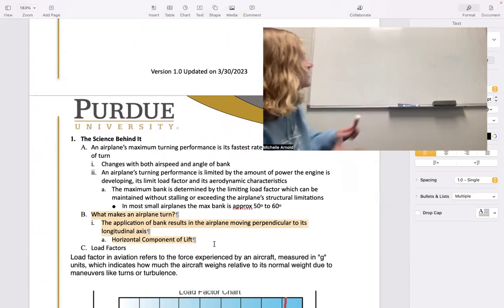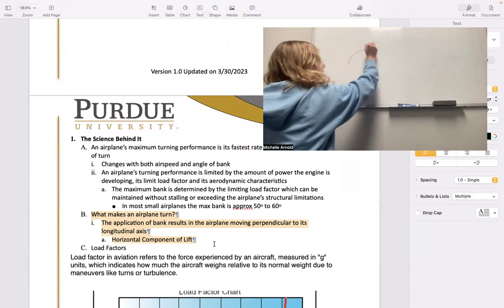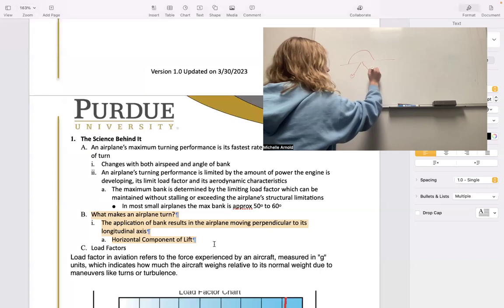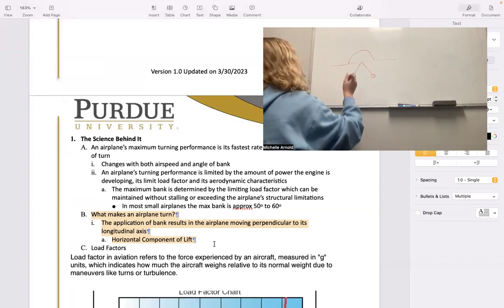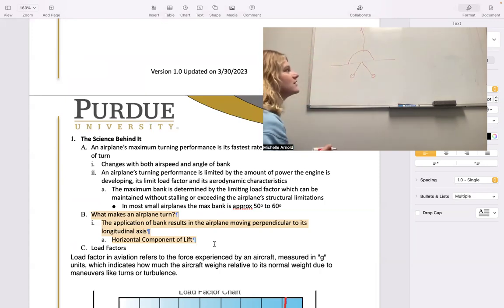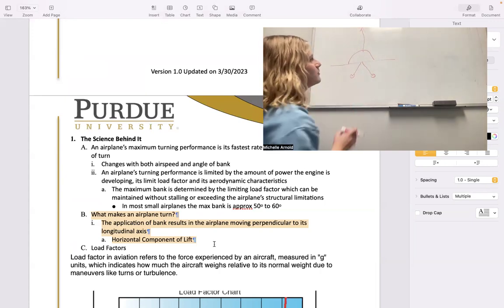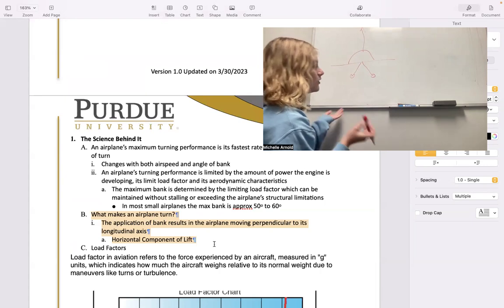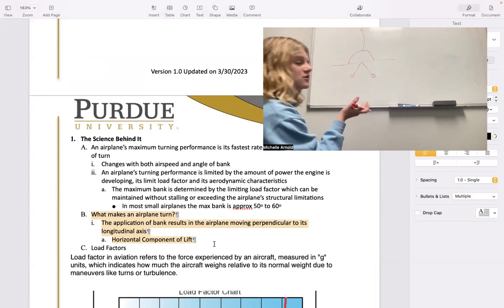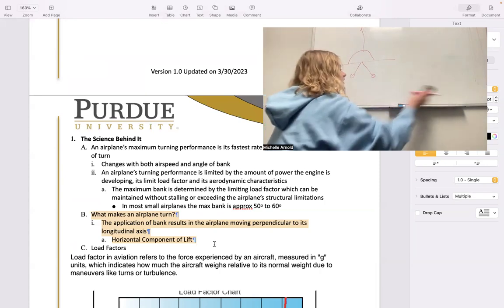I'm going to draw out a plane. So this is the plane. This is a plane in level flight. So at this point, this is your component of lift. This is the force acting upward. And you don't have a horizontal component of lift. So you are just in straight and level flight.